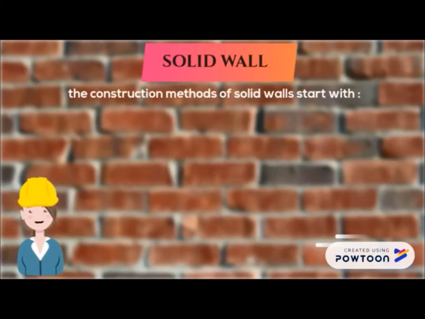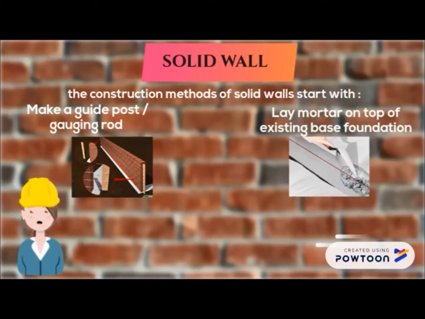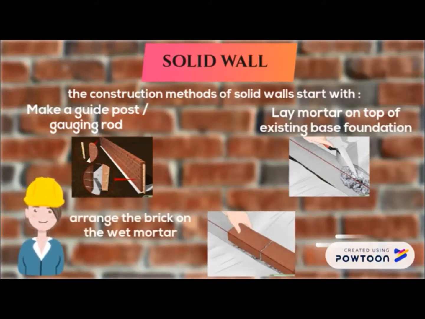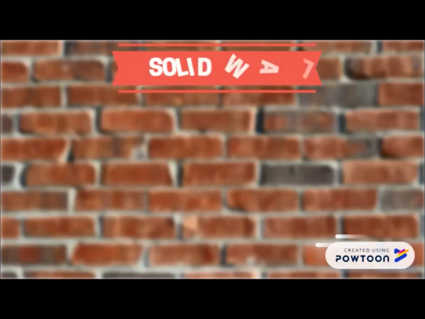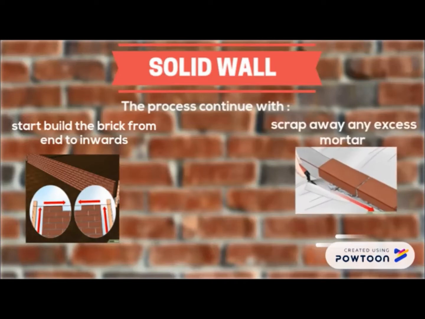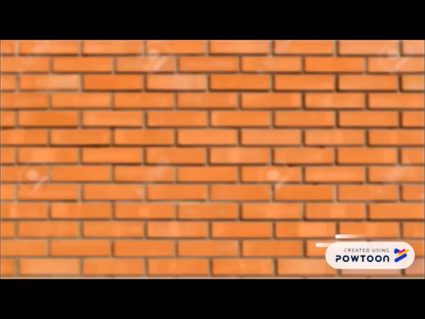The construction methods start with, firstly, make a guide post or a gauging rod. Next, lay mortar on the existing foundation. After that, arrange the brick on the wet mortar before it dries out. The process continues with, when you build a wall, start building the brick from end to end. Next is, scrape away any excess mortar on the brick as you work. After that, fill any missing patches on the mortar along the wall to make a clean finish.